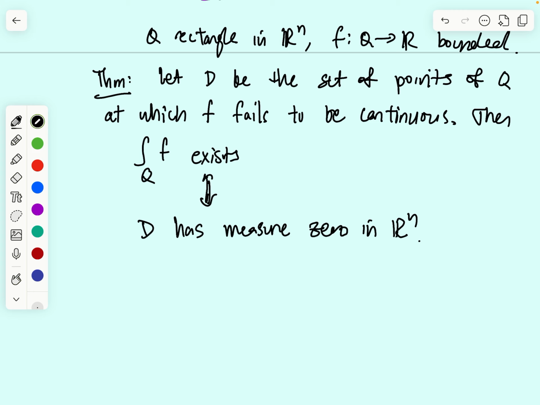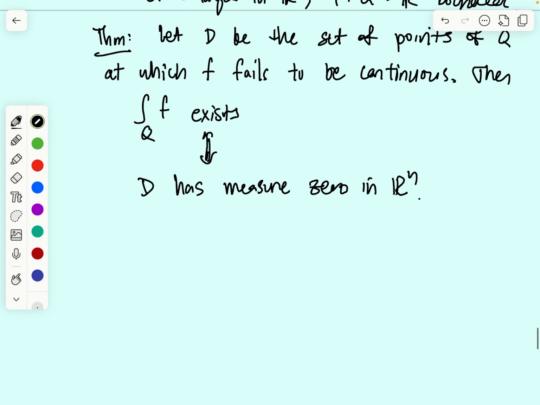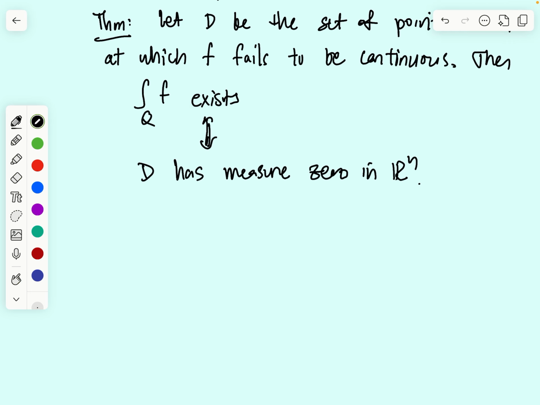And once we have that, the theorem can be used to prove the following theorem. Notice that to be integrable, your function doesn't have to be differentiable. Existence of the integral really has more to do with continuity of the function. It doesn't have to do with differentiability. Your function doesn't have to be differentiable in order to integrate it. It just needs to be continuous, except for a really thin set, a set of measure 0.